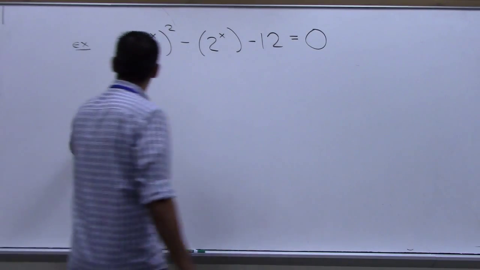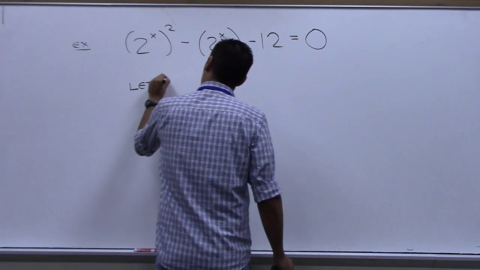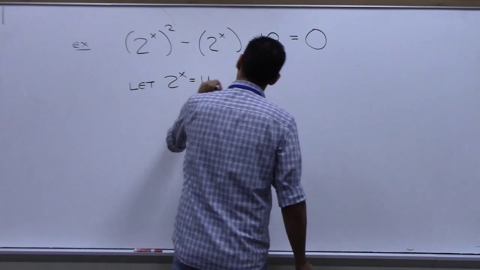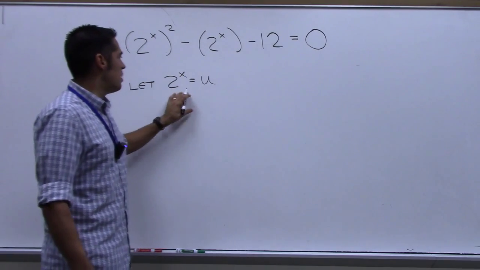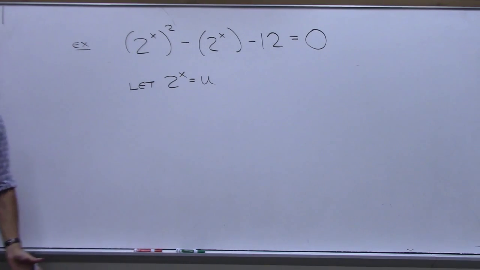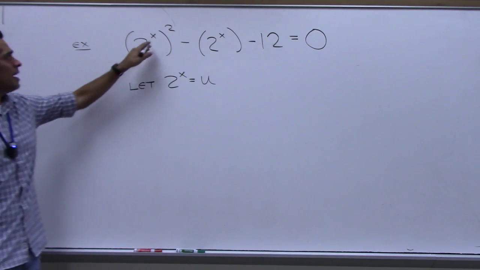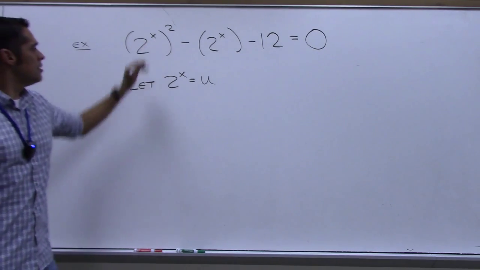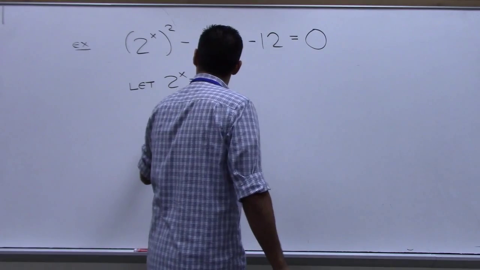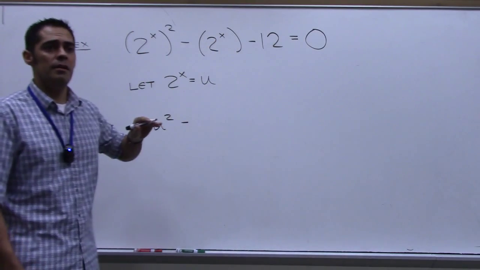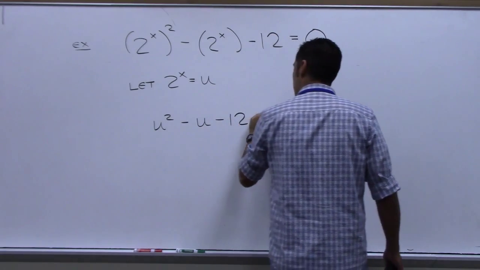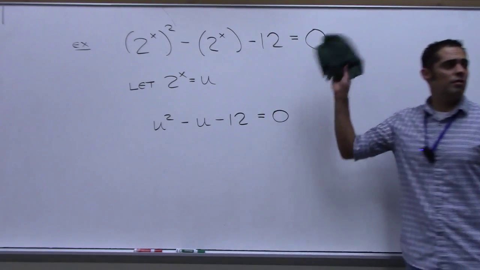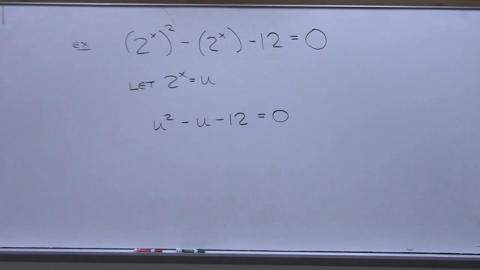So I'm going to write down here, let 2 to the x be equal to u. I'm making what's called a substitution. It's very common in mathematics. We get a problem that's very complicated looking. We make a quick substitution to make the problem look doable. So 2 to the x is u, right? So I'm going to rewrite this as u squared minus u minus 12 equals 0. Now forget the whole 2 to the x thing and just look at that.